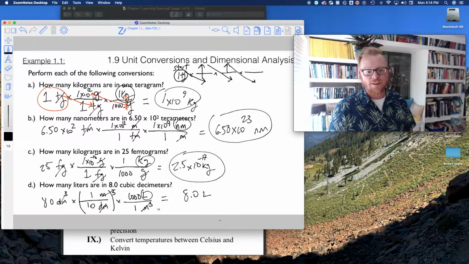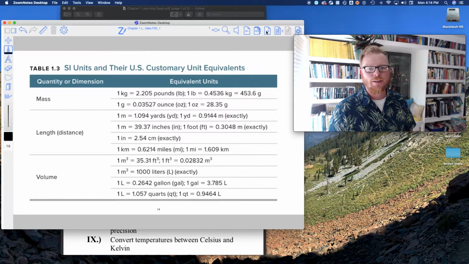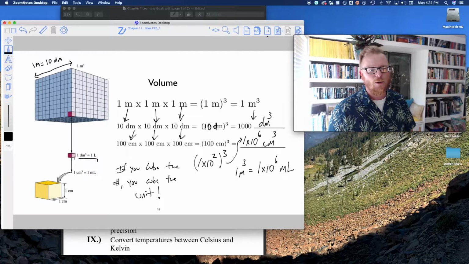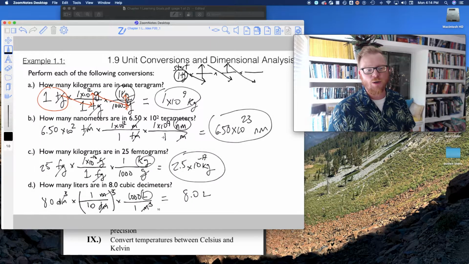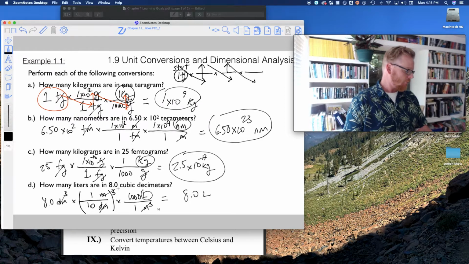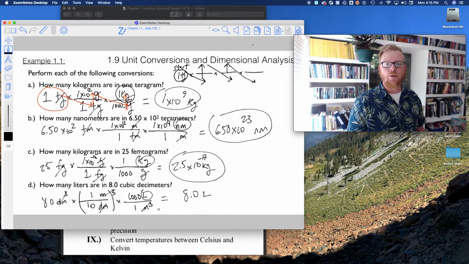And when I do that, I get 8.0 liters. Maybe you remember this sneaky little thing here, 1 cubic decimeter equals 1 liter. So that's all we did. We just proved that, right? We got 8.0 cubic decimeters is 8.0 liters, when I do 8.0 times 1,000 divided by 10 to the power 3, because 10 to the power 3 is 1,000. Okay, so moving along.